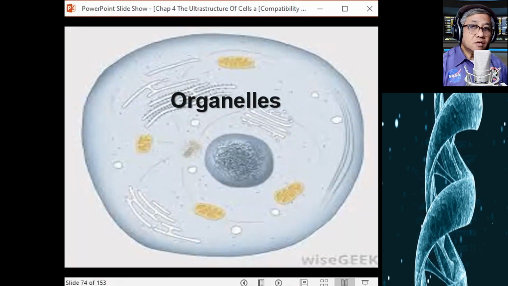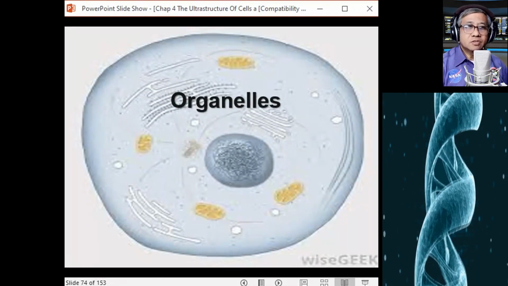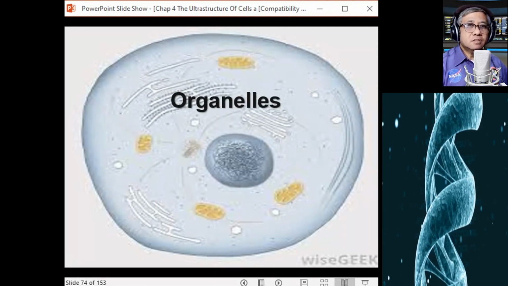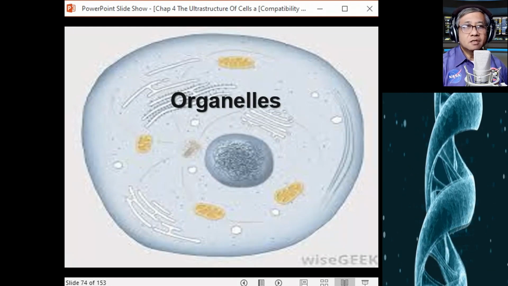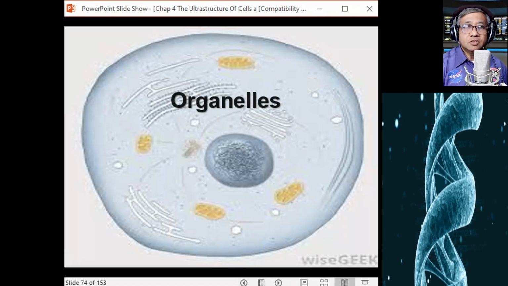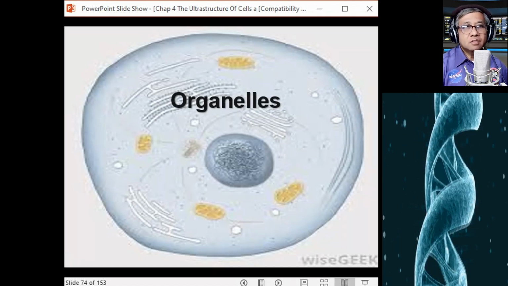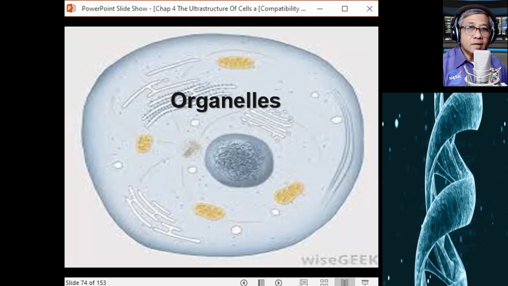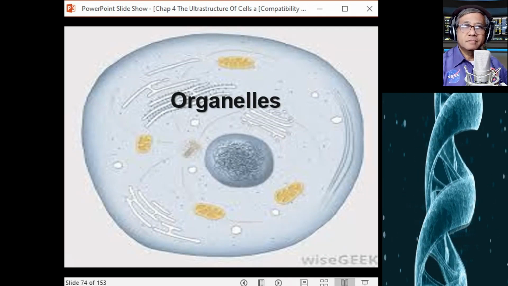Organelles are structures that perform specific functions, like an organ, right? An organ is a structure that performs a specific function, like the heart. The heart pumps blood, or the stomach has something to do with digestion. So it's the same with these organelles. These are tiny structures suspended in the cytoplasm that perform specific functions for the cell.